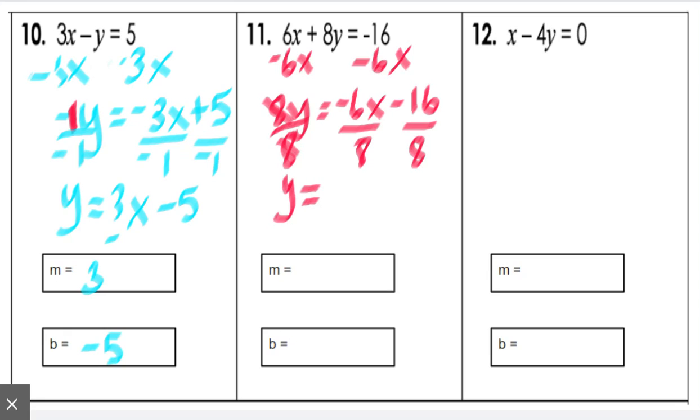Now we're going to simplify negative 6 over 8. So in order to simplify negative 6 over 8, we're going to divide the top and the bottom by 2 because they're both even. So we have negative 3 over 4x, and then negative 16 divided by 8 is negative 2. So for this problem, our slope, the number attached to the x, which is our m, is negative 3 over 4, and our y-intercept is negative 2.